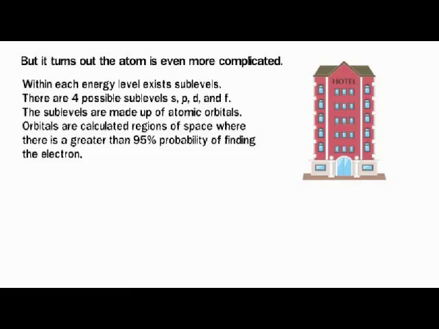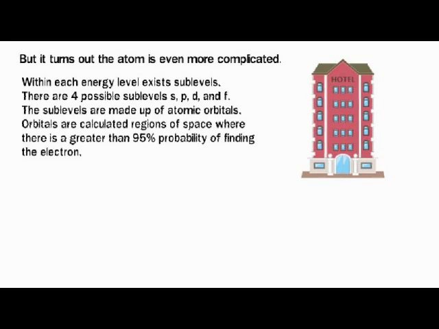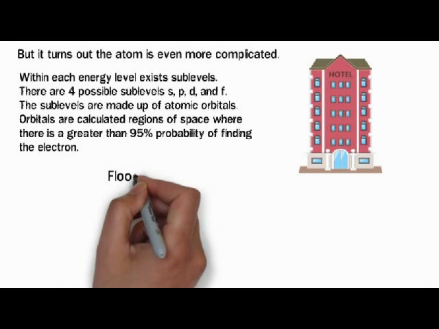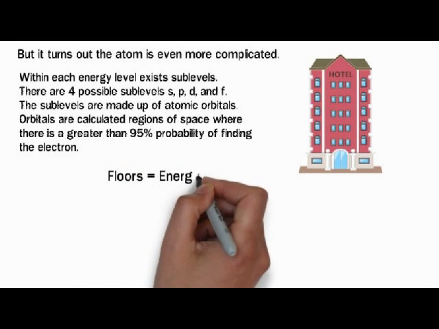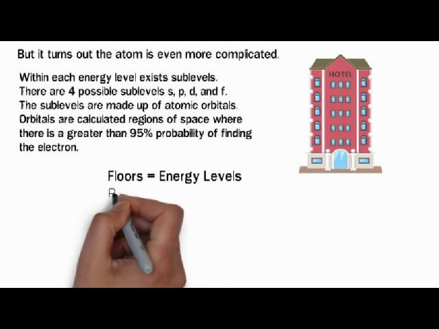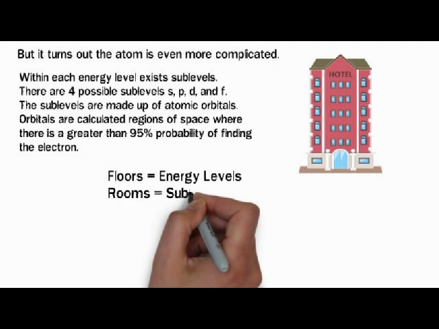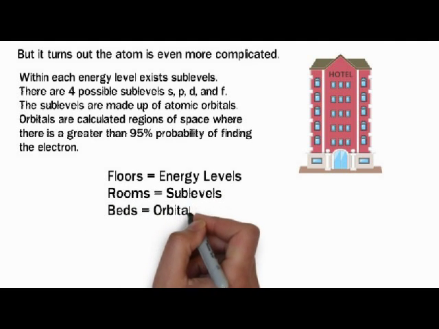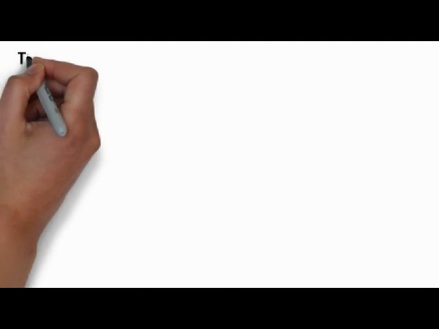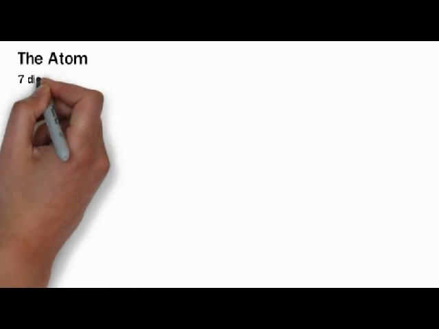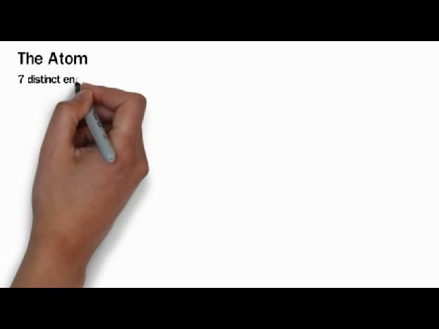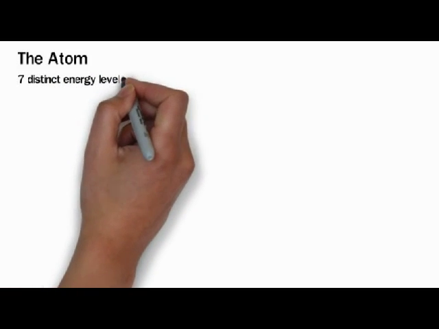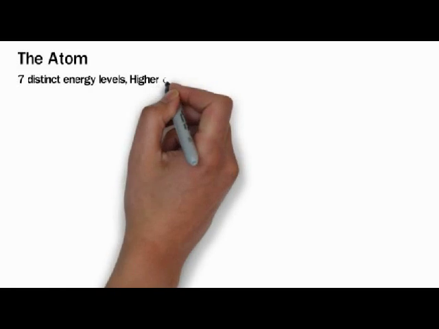The way you can think about what an atom looks like is it's like a hotel. In a hotel, you would have floors. The floors are equivalent to the energy levels in the atom. Then you have rooms. These are the sublevels in the atom, and then you have beds, which would actually be the orbitals. So within the hotel, there is the floor, then the room, then the actual bed that you would sleep in when you're staying in a hotel.